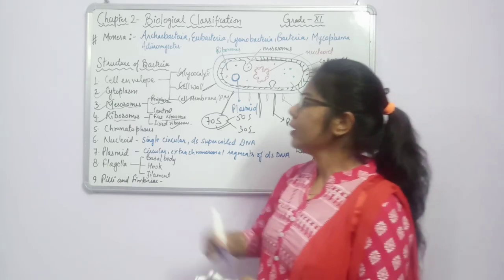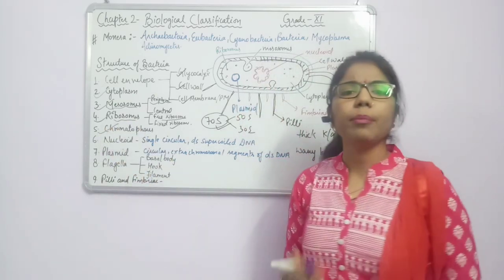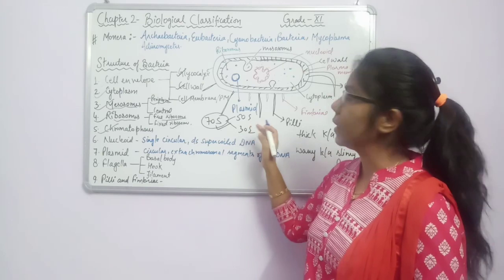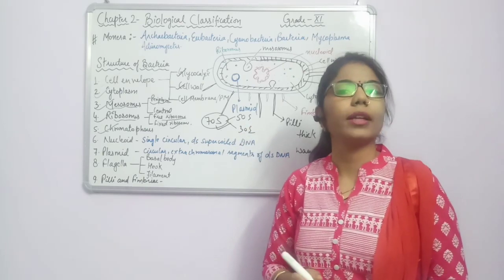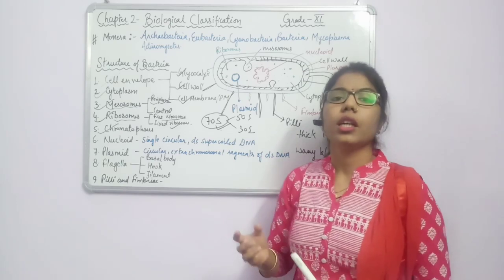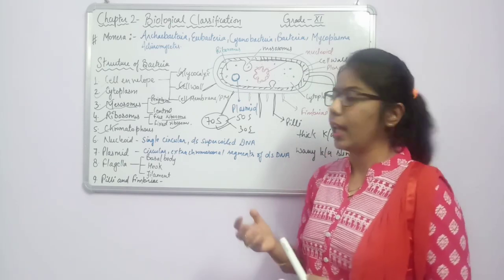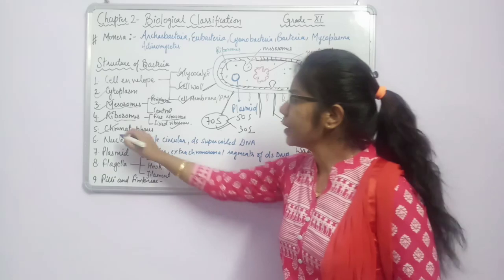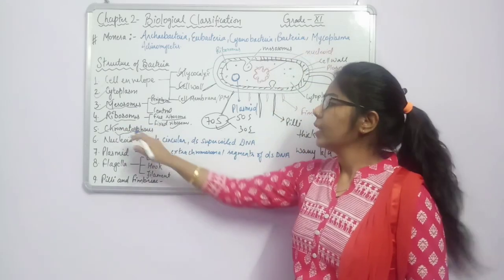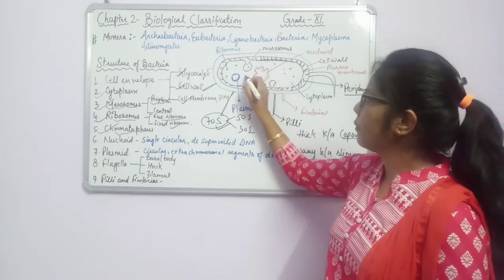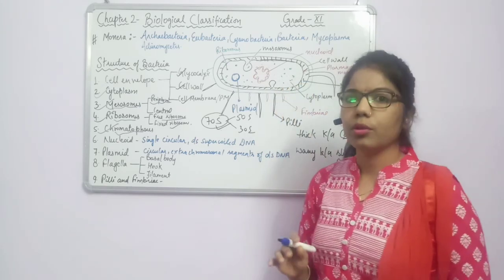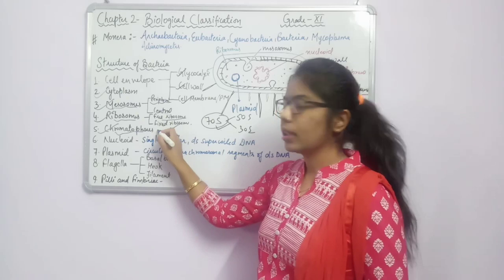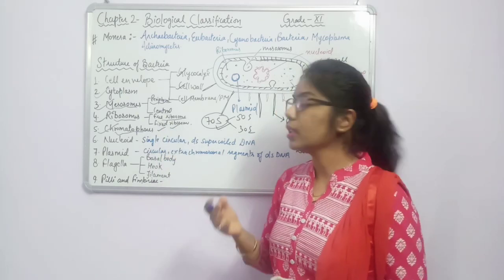Alright. Now another one is chromatophores. These are the pigments present in autotrophic bacteria. What is the meaning of autotrophic bacteria? It means those bacteria which can prepare their own food with the help of light. So they have some pigment, and these chromatophores are present. If you see any pigment here, these are known as chromatophores. We have to study them because they are important for preparing food.